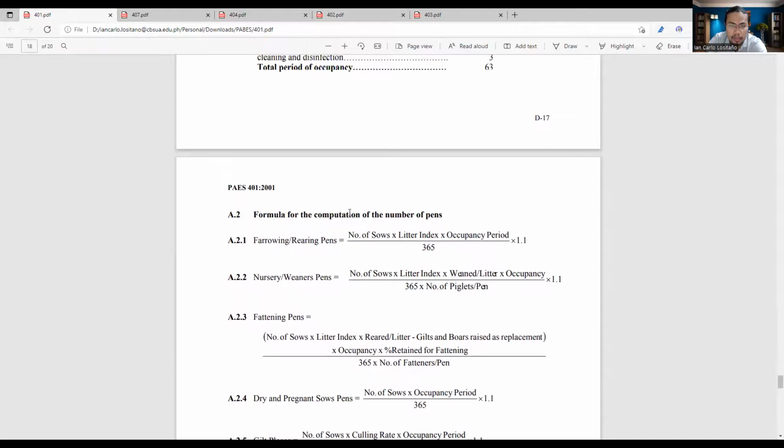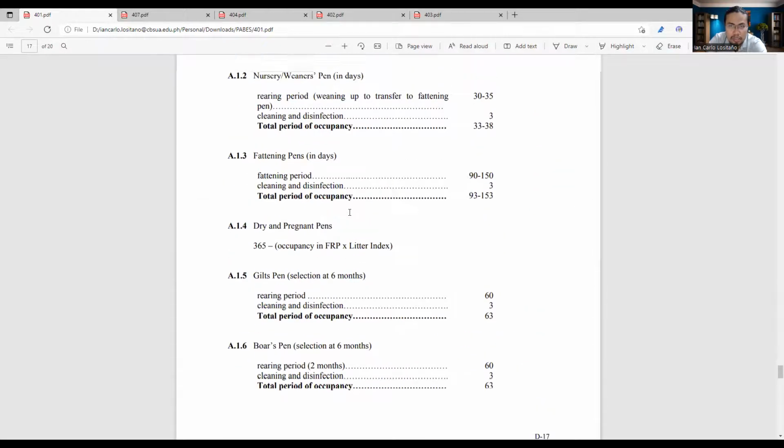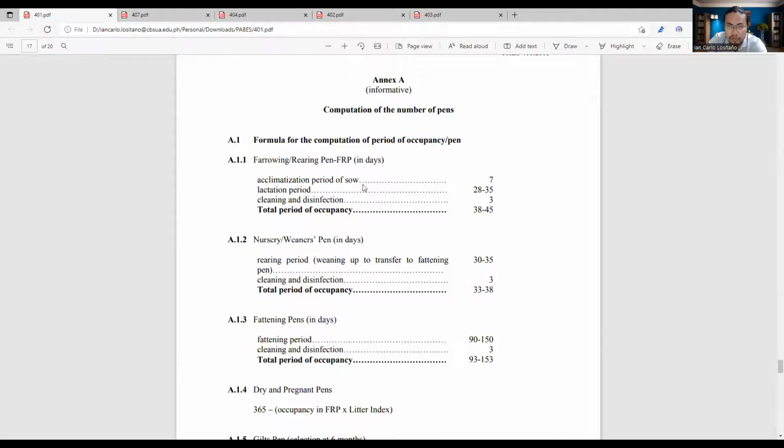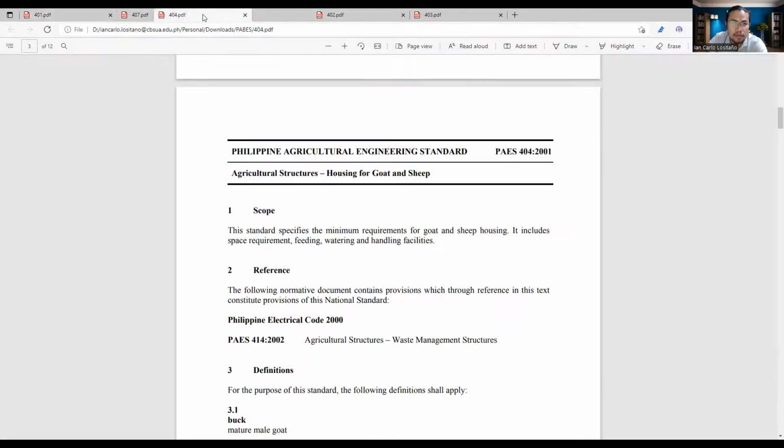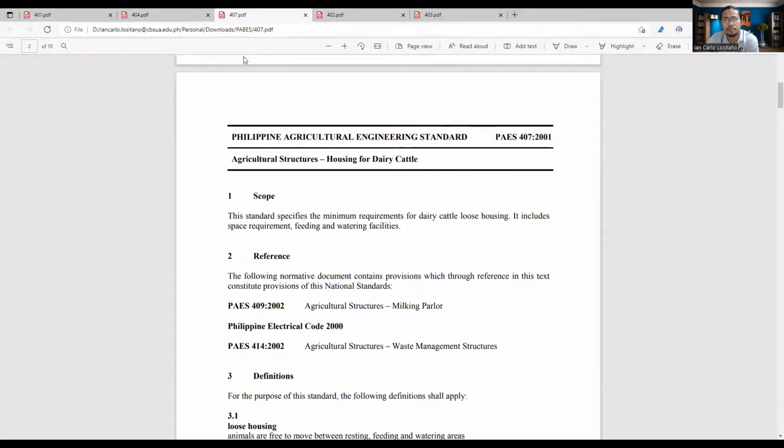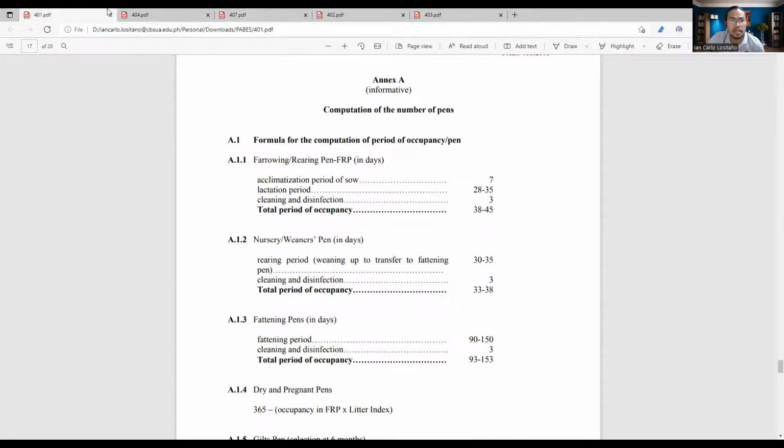So this should be considered very much, and shall form part of the criteria to determine if the structure or the building specifically conforms to standards. All right, next we have housing for the ruminants. We have two, one for the small ruminants and one for the large ruminants, particularly dairy cattle.